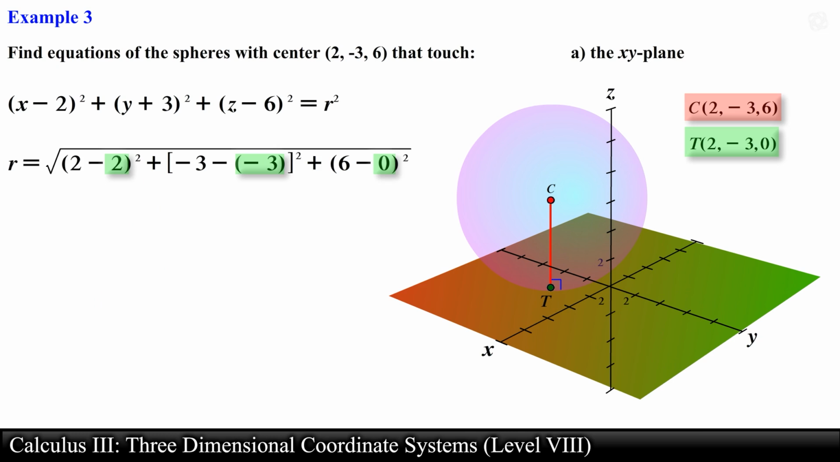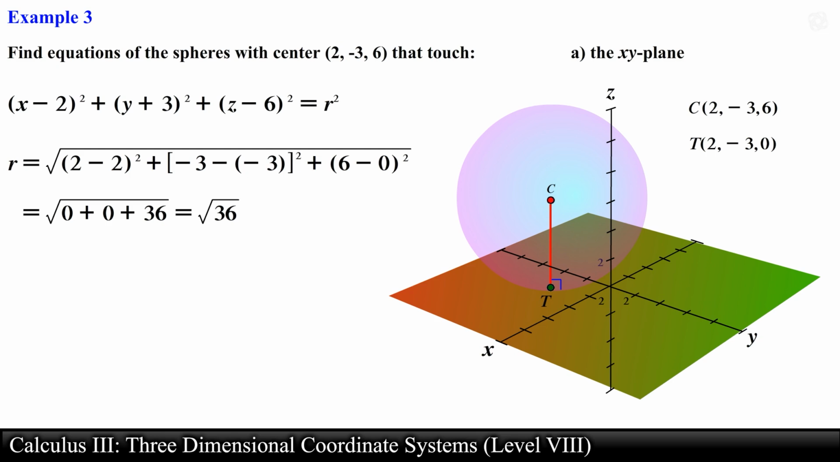Using point T as point 1 and the center as point 2, we go ahead and find the difference of each of the point's coordinates. Doing that and squaring the expression, we obtain the following. Then we go ahead and simplify the expression, obtaining the square root of 36, which is equal to 6.